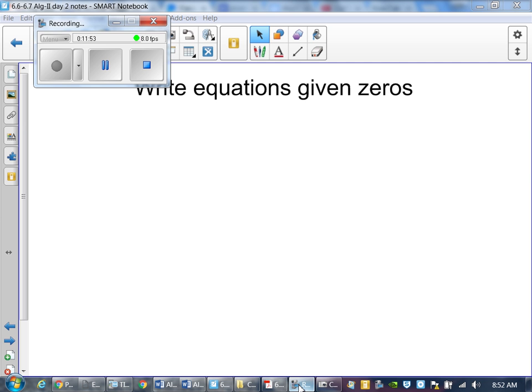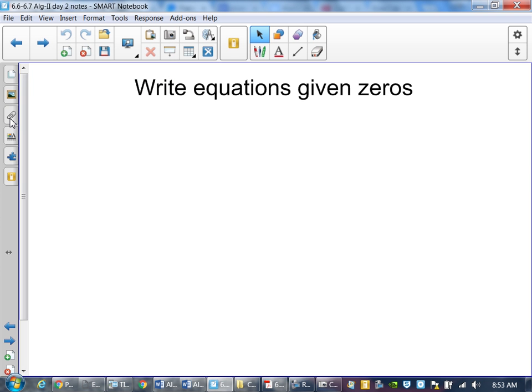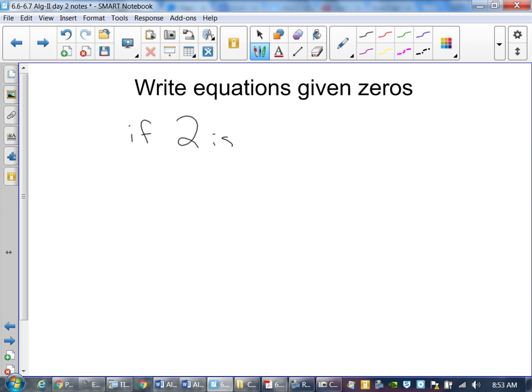What I'm looking at doing today is working through writing equations given zeros. And this kind of boils back to the constant question that you're probably getting annoyed of me saying. If 2 is your zero, what's your term? So if 2 is a zero, what's its term?